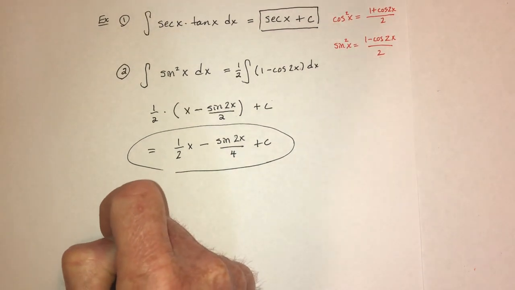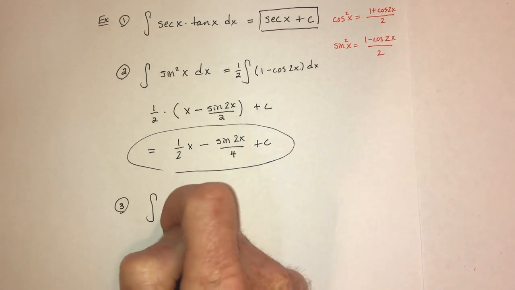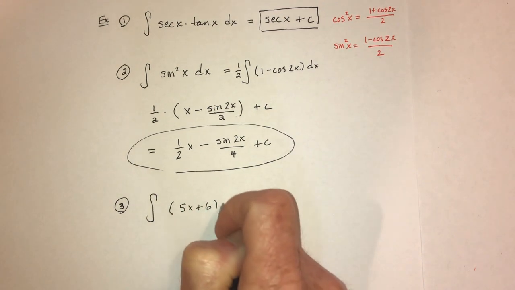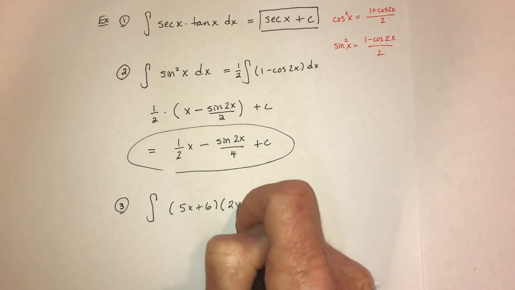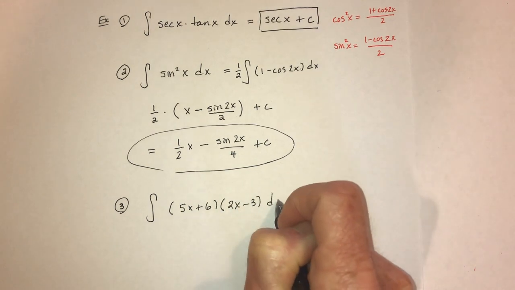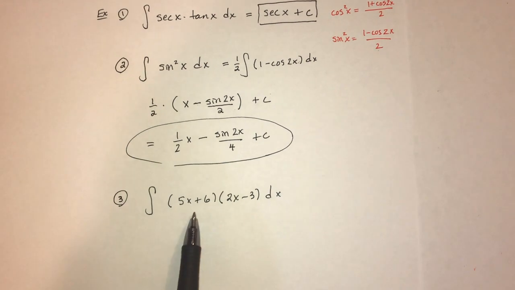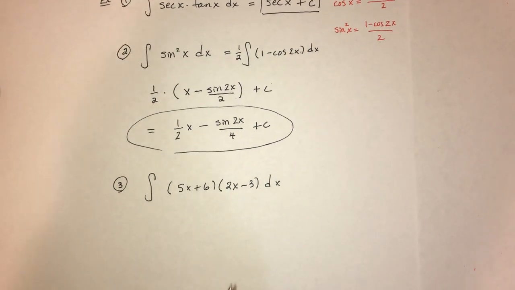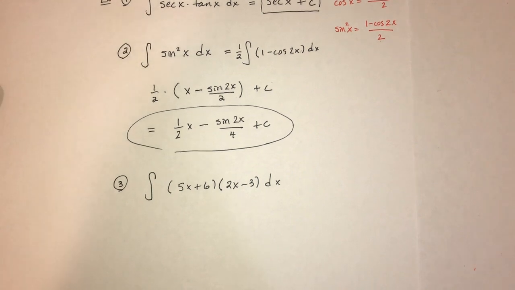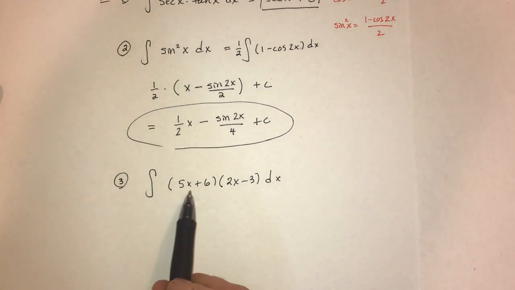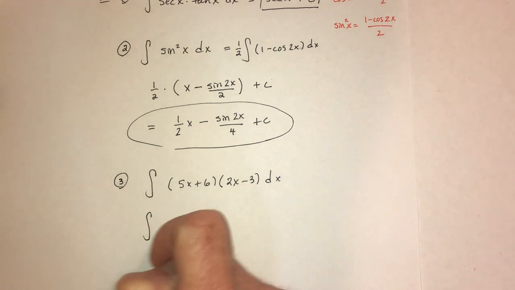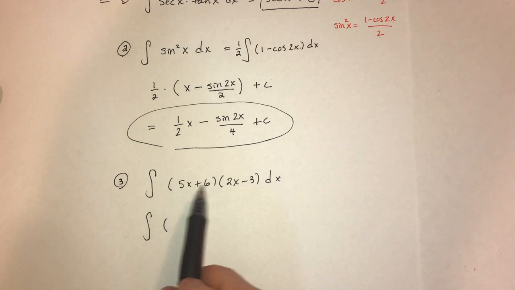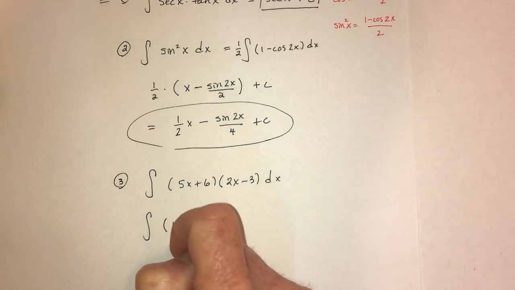Then for example number 3, how about integrate 5x plus 6 times 2x minus 3. Well, this is a product, and we have not covered the product rule for integrating quite yet. So what we need to do is use algebra and go ahead and multiply this out, and then integrate each term. So there's going to be 5x times 2x, that's 10x squared.